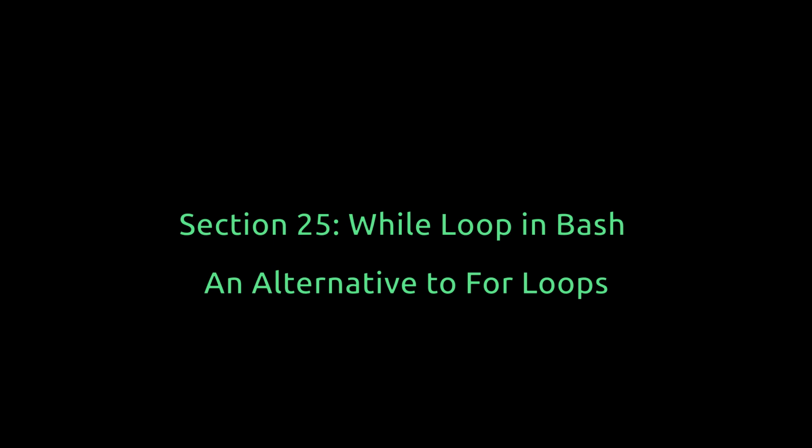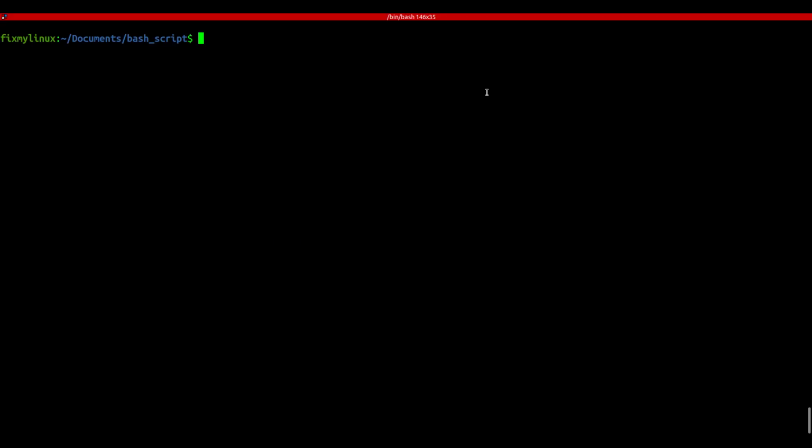Section 25. While loop in bash, an alternative to for loops. We've already seen how to use a for loop to iterate through a range of numbers. But what if we need more flexibility in how we control the loop? Or maybe we want to perform an action while a condition is true? Solution: for that, bash provides the while loop.